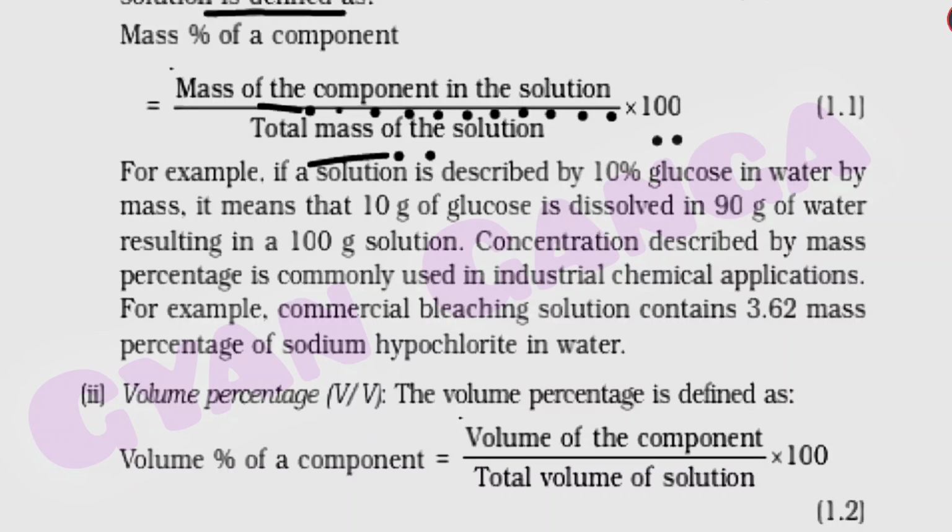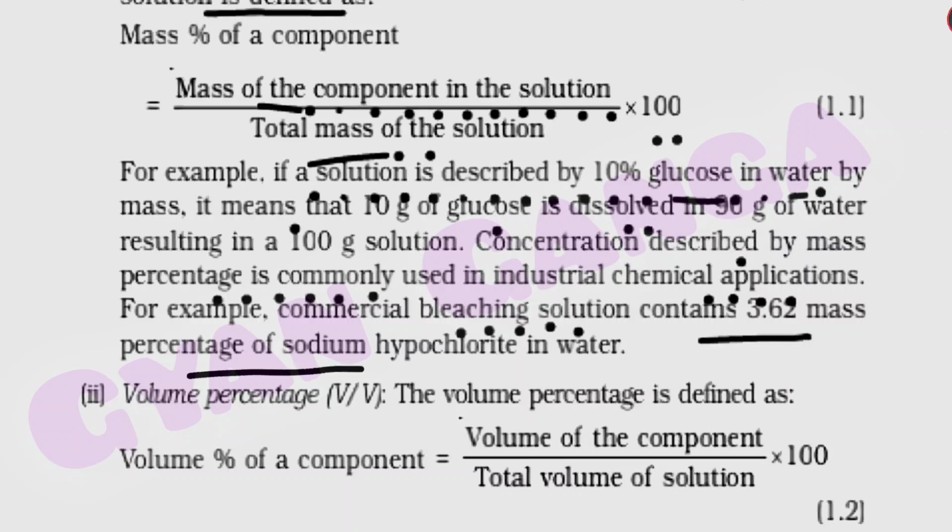For example, if a solution is described by 10% glucose in water by mass, it means that 10 gram of glucose is dissolved in 90 gram of water, resulting in 100 gram of solution. Concentration described by mass percentage is commonly used in industrial chemical applications. For example, commercial bleaching solution contains 3.62 mass percentage of sodium hypochlorite in water.